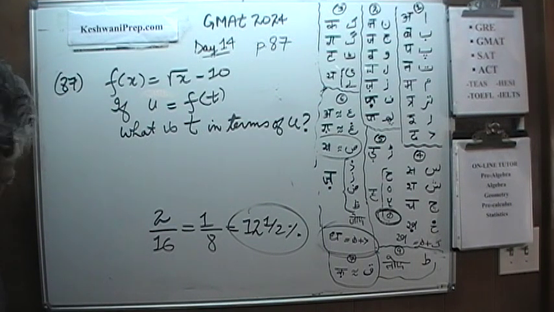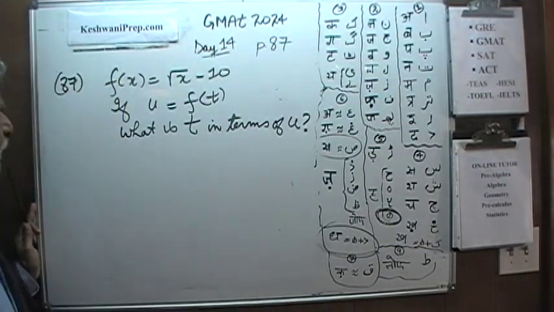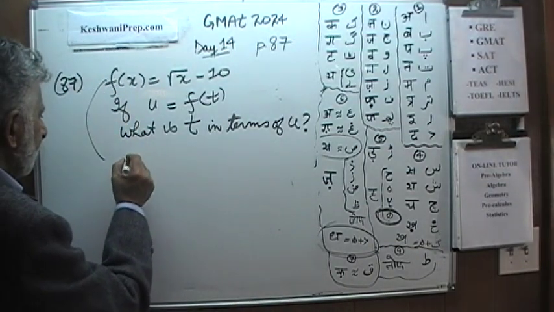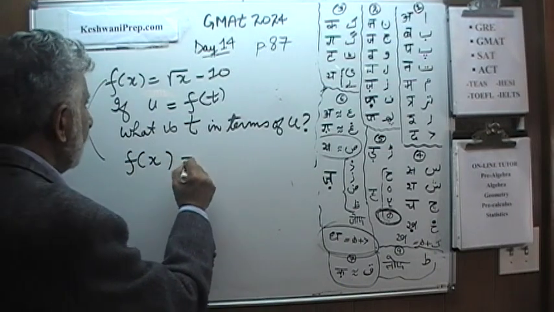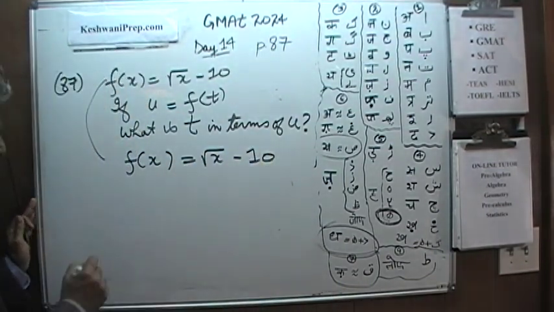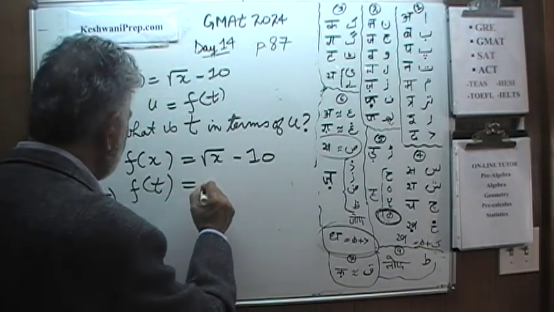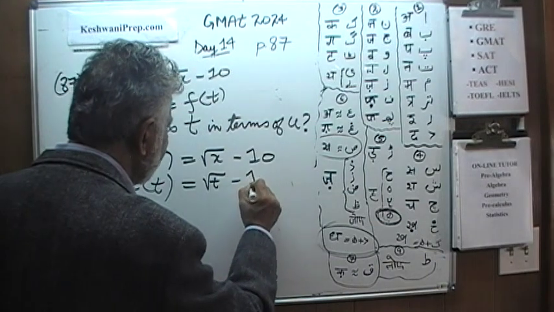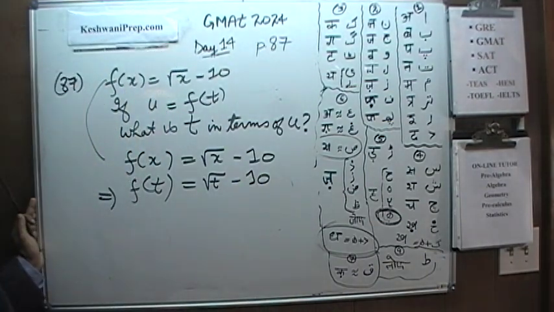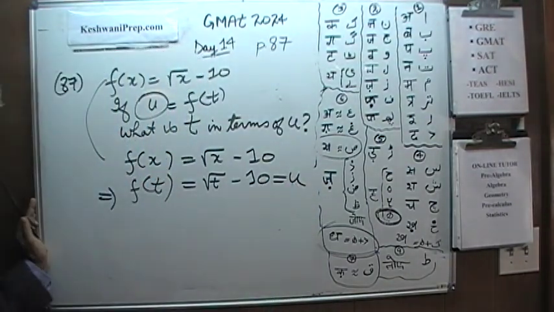Well, we are told that f of x equals root of x minus 10. Which implies that f of t, if you were to replace the symbols, must equal root of t minus 10. But we are told that that equals u. There you go, we are done.